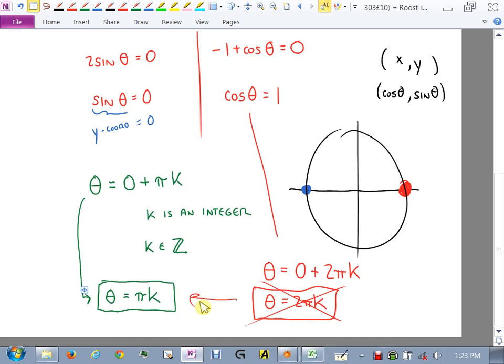I also need to look at where the derivative was undefined. So where does the derivative not exist? Let's bring our derivative back up here. What was it again? Was it 2? Negative 2. Negative 2 sine theta plus 2 sine theta cosine theta. Is there anything that you could plug in here that would create a problem?